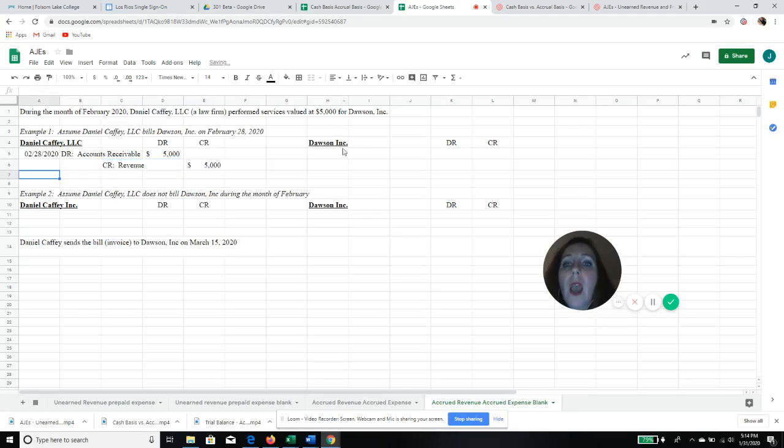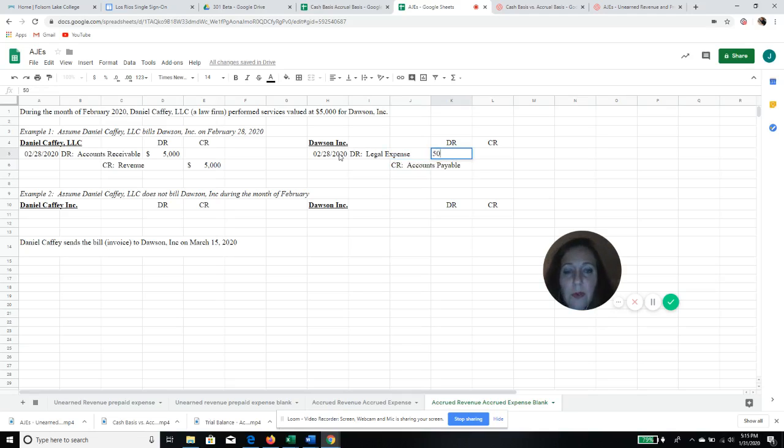On our buyer side, Dawson Inc. is our buyer. On 02/28/2020, assuming they get the bill the same day, let's assume it's emailed, they're going to debit legal expense and credit accounts payable because they've received the bill.